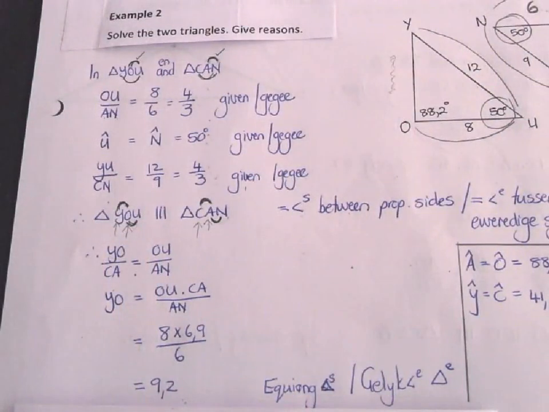Okay, now I have all three sides of both triangles. Do I have all three angles? Not yet.